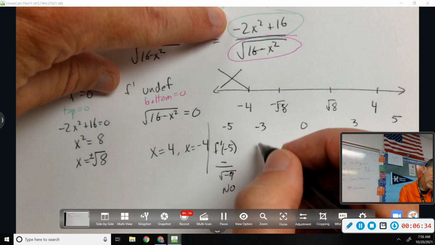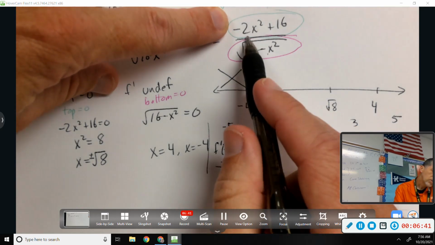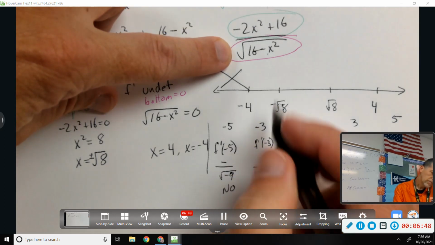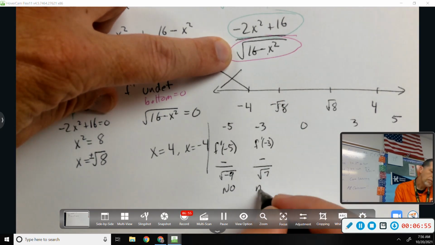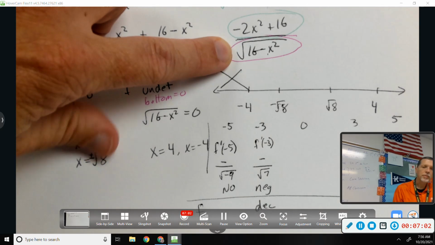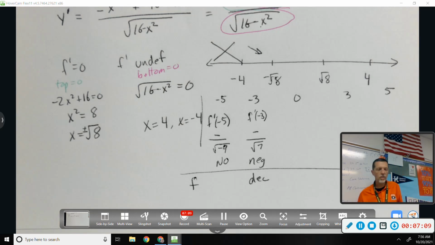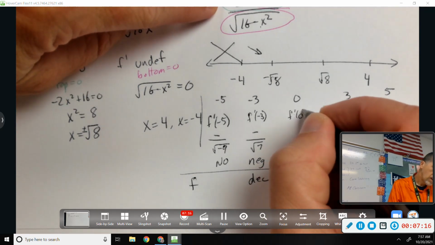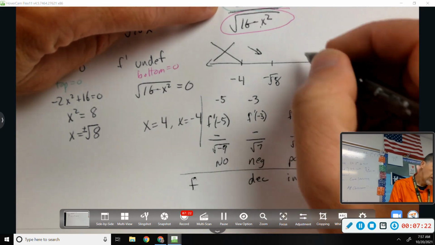So plug in -3. Let's see, that'd be 9 times -2 is -18, plus 16 is negative, all over square root of 16 minus 9 is 7. I have no idea what that is, except that I know it's negative. And so that means that F is decreasing. Again, the arrow is not necessary, but maybe it's helpful. I plug in 0, this should be the easy one. I get 16 over square root of 16, which is positive. So F is increasing.